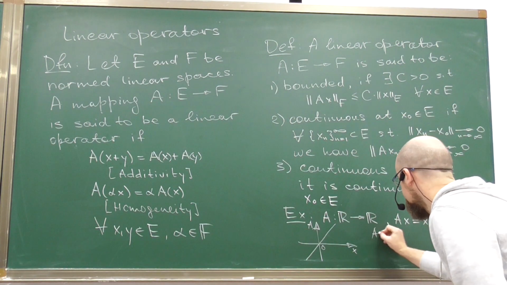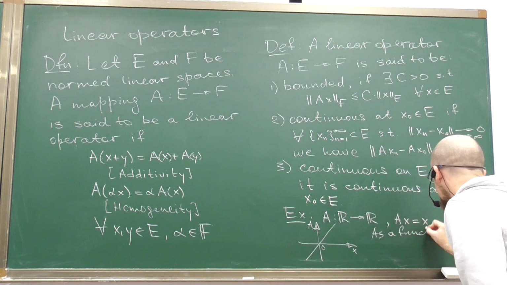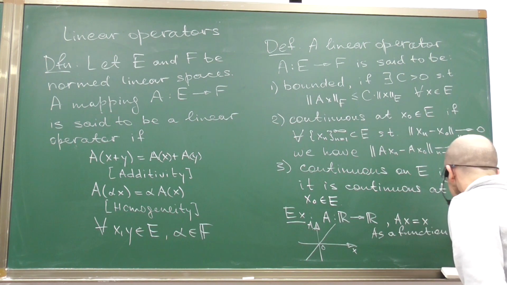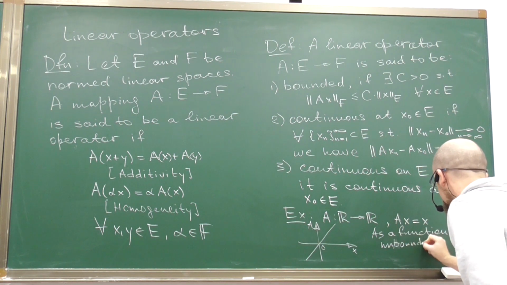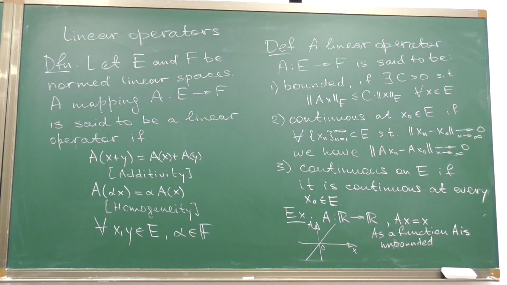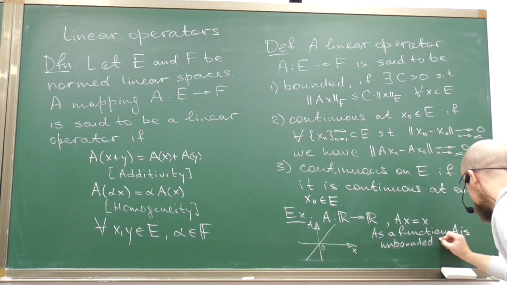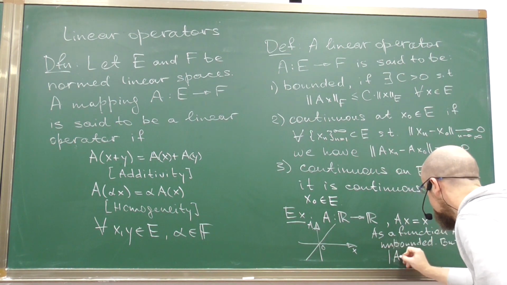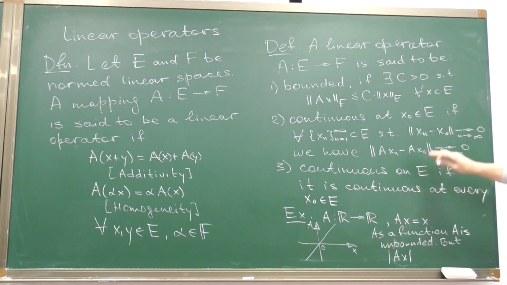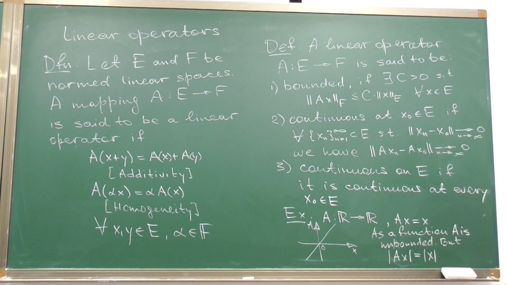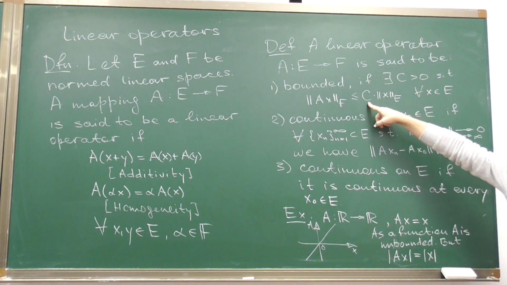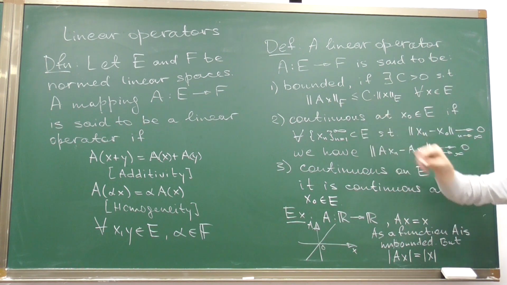So as a function, A is unbounded. But as an operator, it is bounded. The absolute value of A of x, which in R means the norm of Ax, is just equal to the norm of x. So it is bounded with the constant c equal to 1. So linear operators and functions on R are very different things.